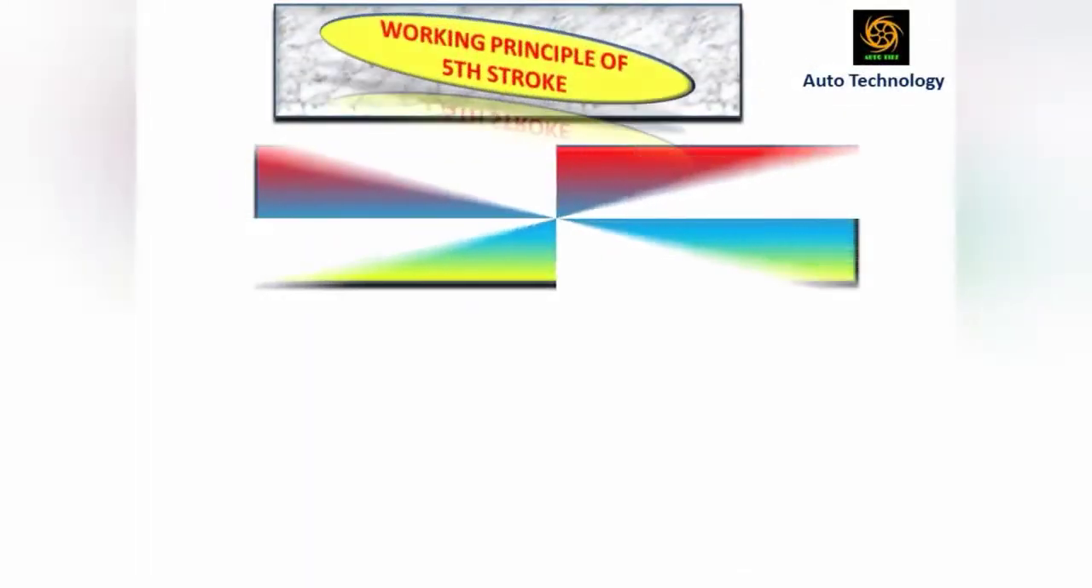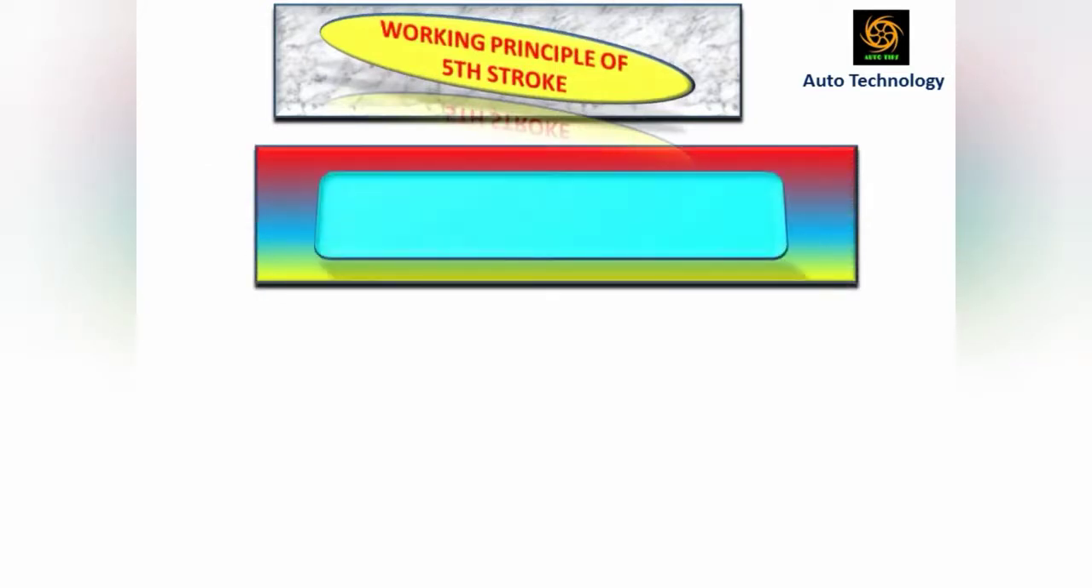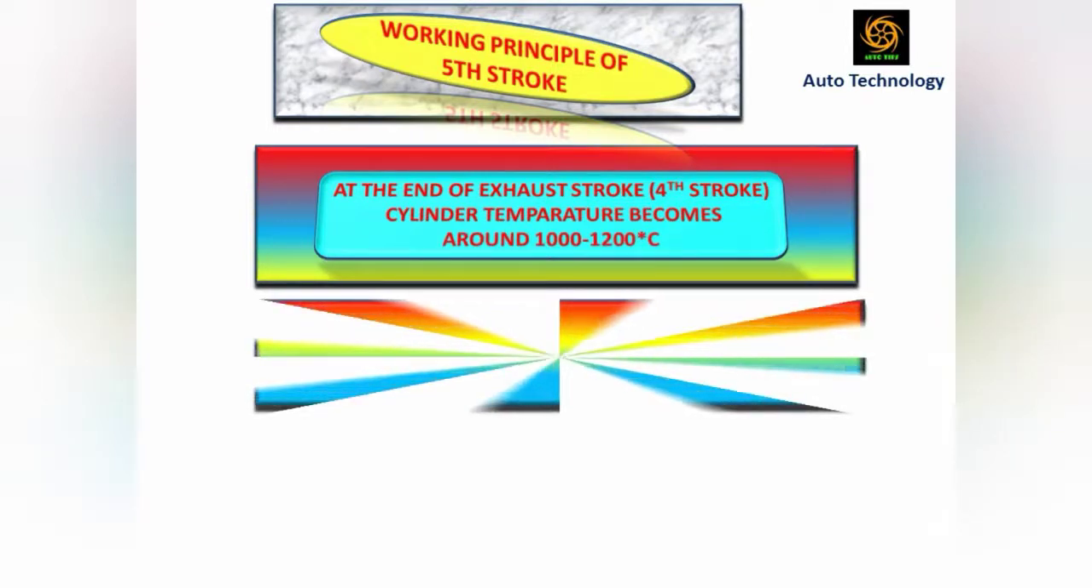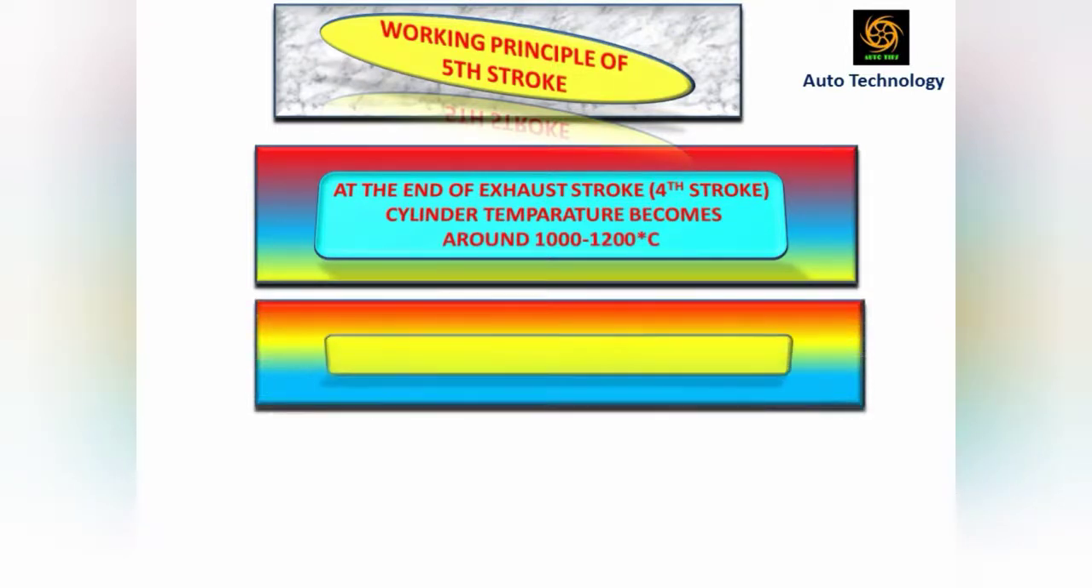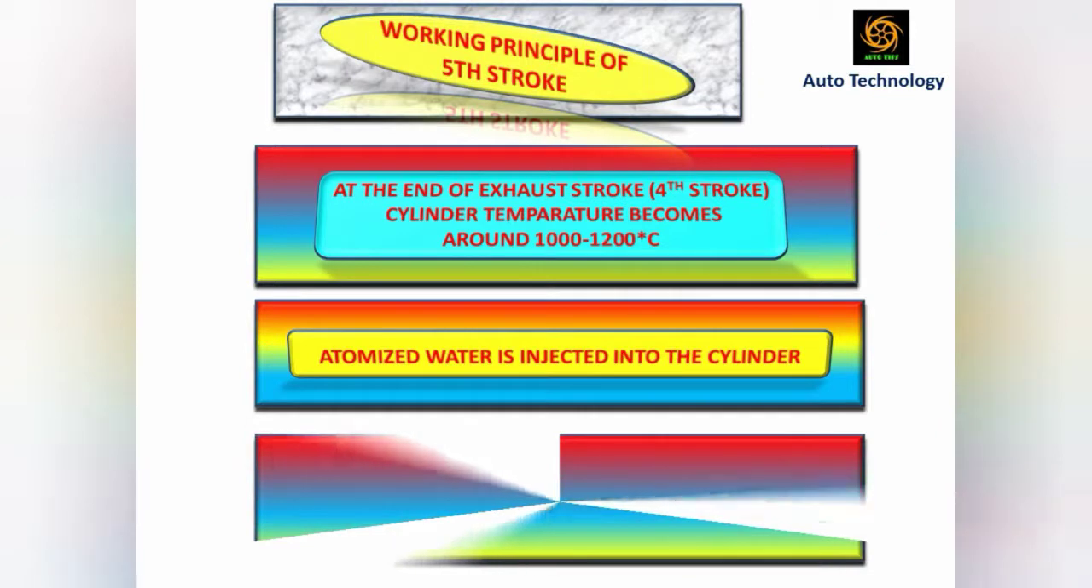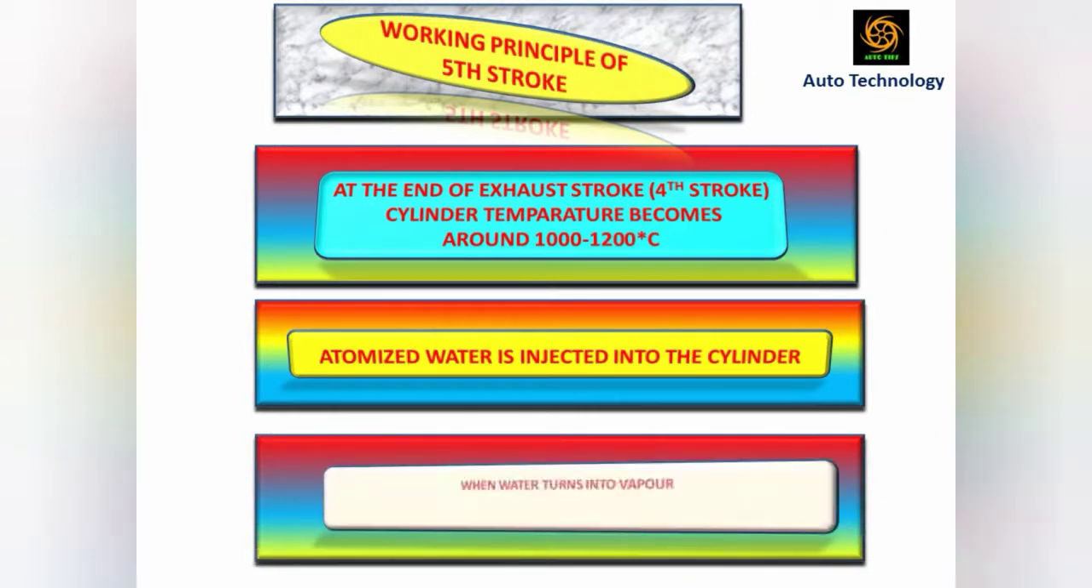Now I discuss the working principle of the fifth stroke. At the end of the exhaust stroke, that is the fourth stroke of the 6-stroke engine, the cylinder temperature becomes around 1000 to 1200 degrees centigrade. Atomized water is injected into the cylinder. When water turns into vapor, its volume increases around 1600 times. This is the new concept of the additional power stroke in the 6-stroke engine.